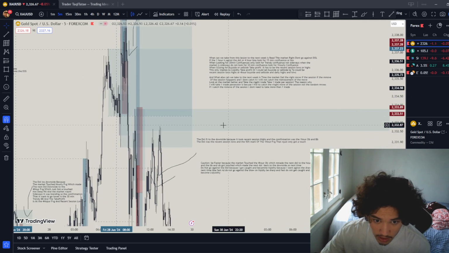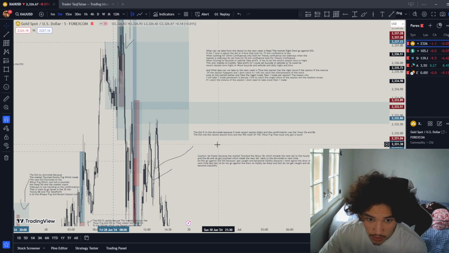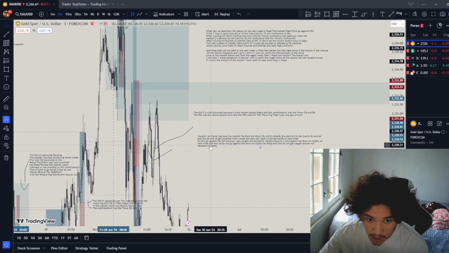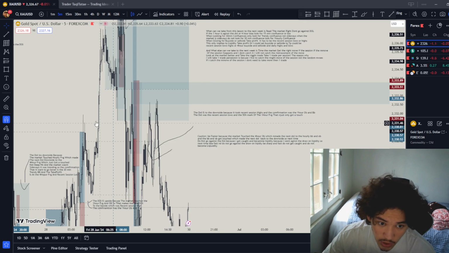So on this trade, drawn liquidity to the downside because it took recent session highs, and the confirmation was 1 hour order block and breakup block. The drawn liquidity, right, was the recent session lows and the 50% mark of the hourly fair value gap to get touched. Caution, right? Be faster, because the market touched a 4-hour order block, which made the next drawn liquidity the breakup block and order block, which was right over here.